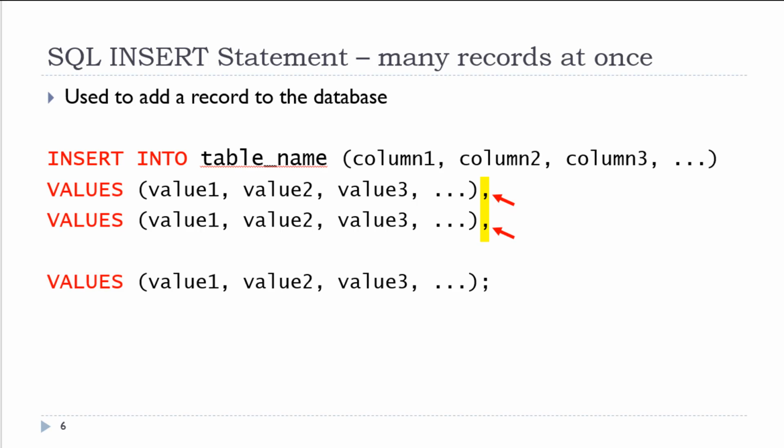Note that at the end of the value statement, we place a comma. The semicolon at the end of any SQL statement is not needed in phpMyAdmin. However, it will be needed in PHP.